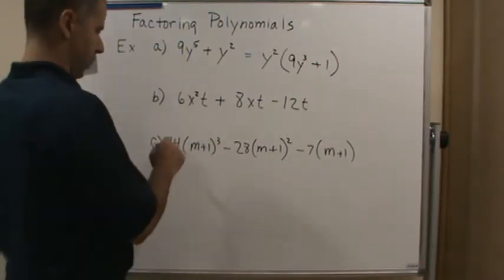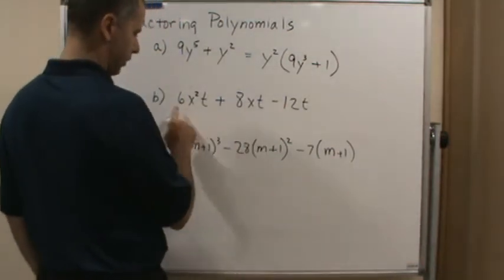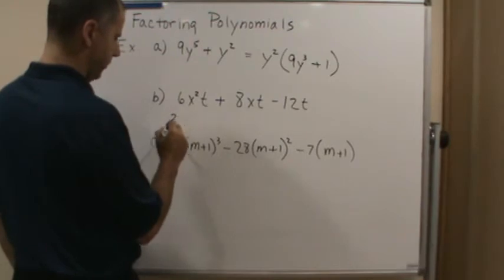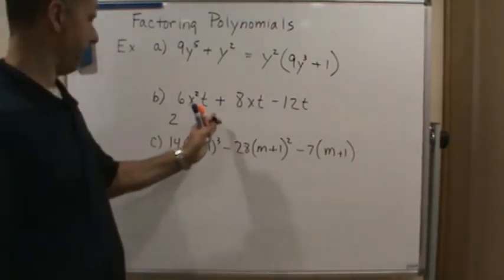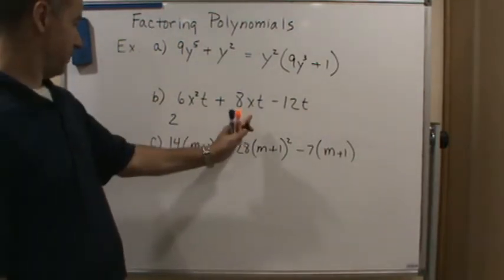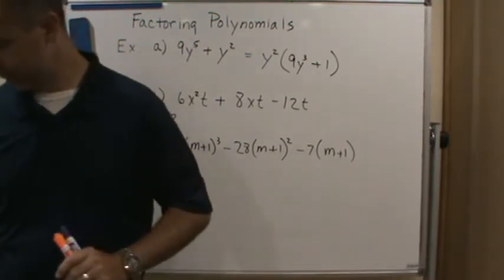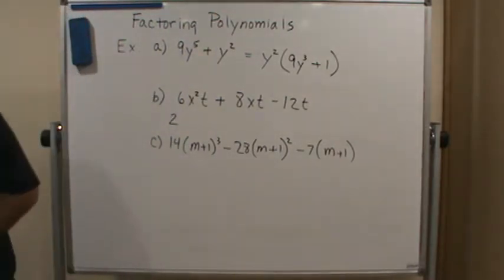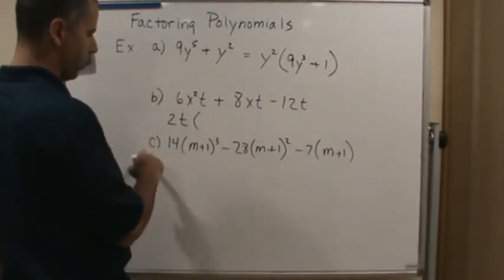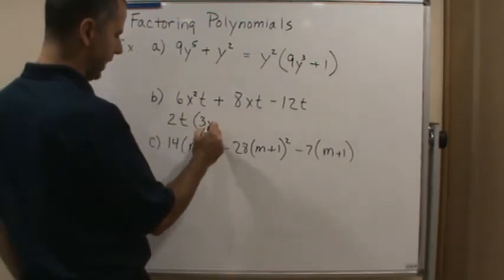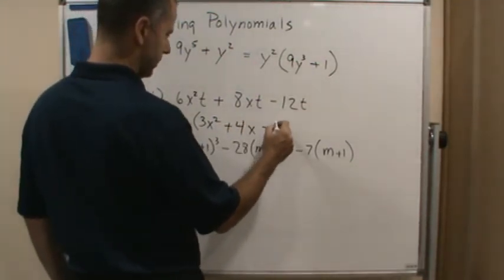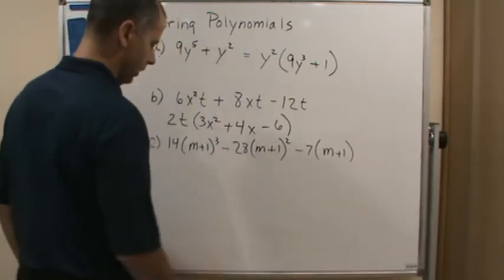Okay, now, what about this one? What's the greatest common factor that I can pull out of the coefficients? Well, in this case, it's 2. Now look at the x's. I don't have x's in all of the terms, so I can't pull out any x's. But I do have t's. Just want to make sure I wrote this down right. Yes, it is. So there's one t in each of them, so I can pull the t out. And what gets left over? Well, I'm going to get 3x squared plus 4x minus 6. And I'm done.